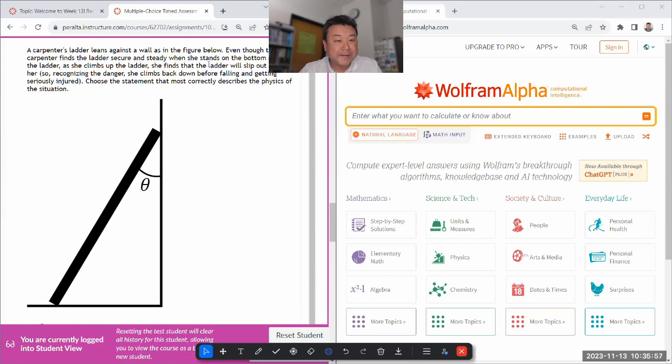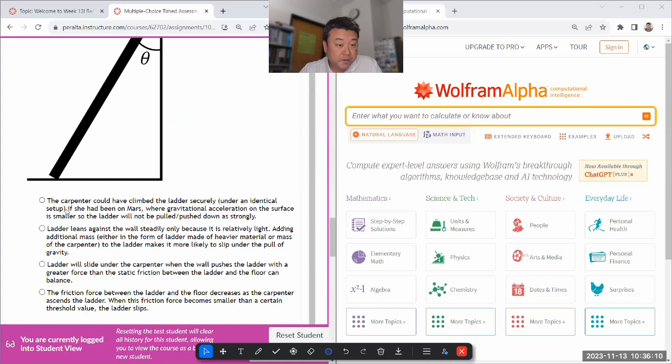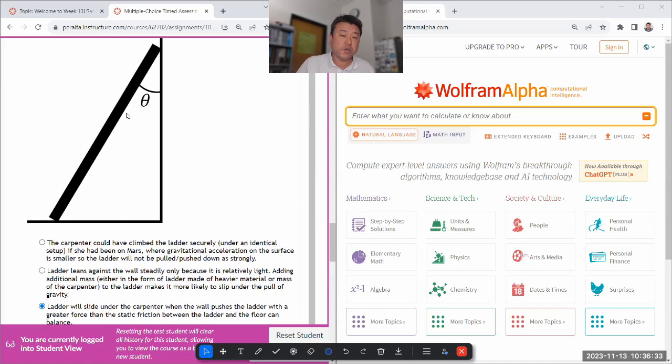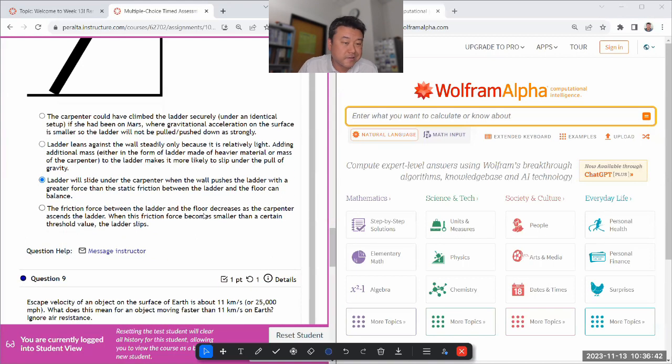Question A, carpenter's ladder. Oh, I love this example. Even though it's secure at the bottom, that doesn't mean that when she's at the top, it'll still be secure. Physics of the situation: no, gravitational acceleration won't matter. It'll cancel out of all the expressions. No, it has nothing to do with the total mass, although it has to do with the location of the center of mass. Slide when the wall pushes, yeah. That's what you end up realizing when you do the static equilibrium analysis. The normal force from the wall increases as the carpenter climbs up. Friction force doesn't decrease. It increases up to a limit.